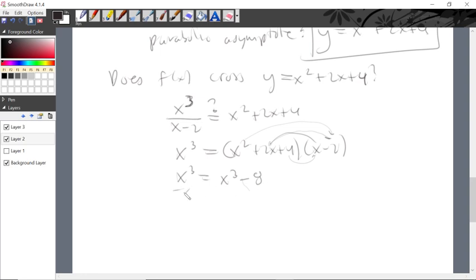Well, now we can subtract x cubed from both sides of this equation, and we get 0 equals negative 8. But that's a false statement, and it doesn't mean we did something wrong. It means the answer to this question here is no. Does our function cross the asymptote? No, it does not.